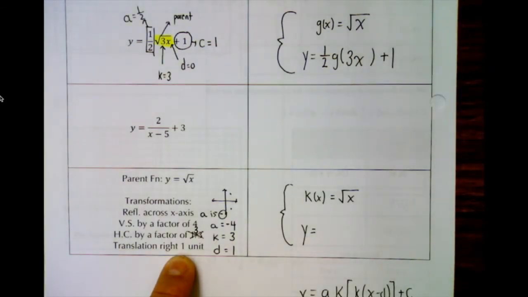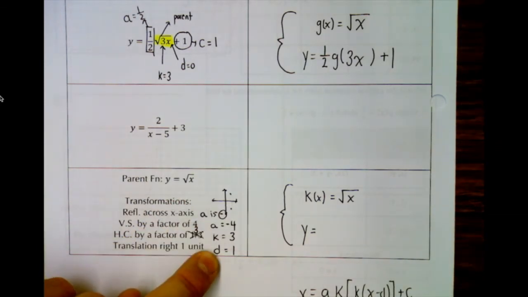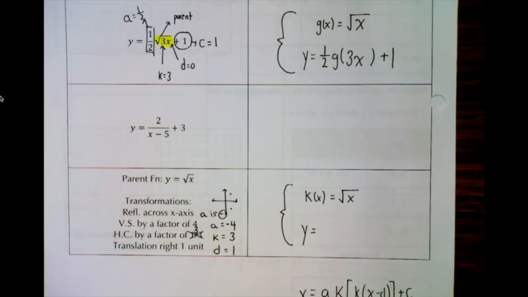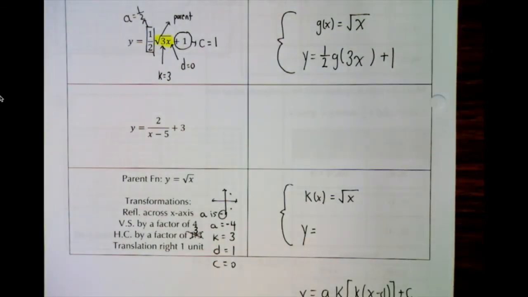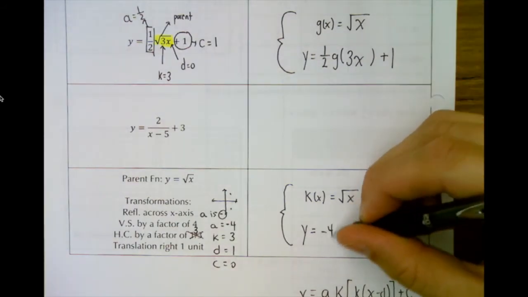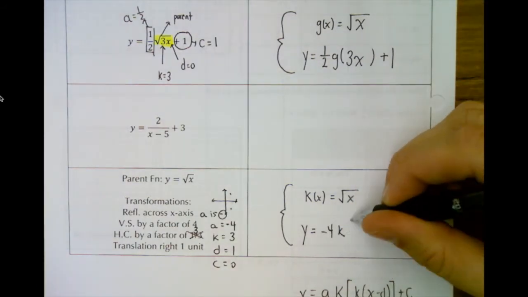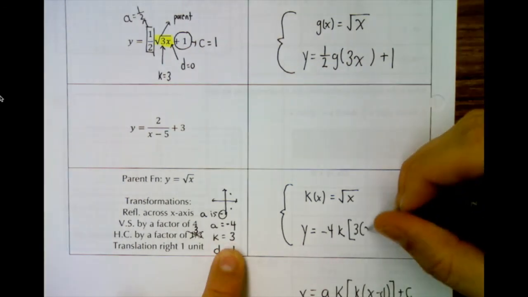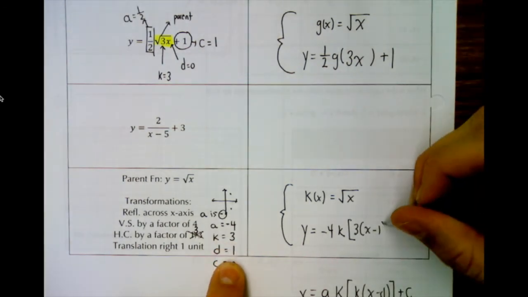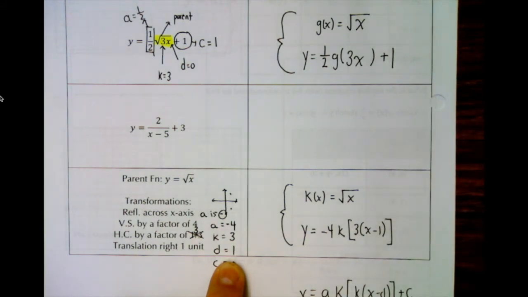So we're going to replace our k, d, c, and a with the numbers we took out of here. If it didn't give you any information, you'll assume it's 0, so that means that c is 0. And we can write our transformation equation. Minus 4, k is 3, x minus 1, and there is our function notation.